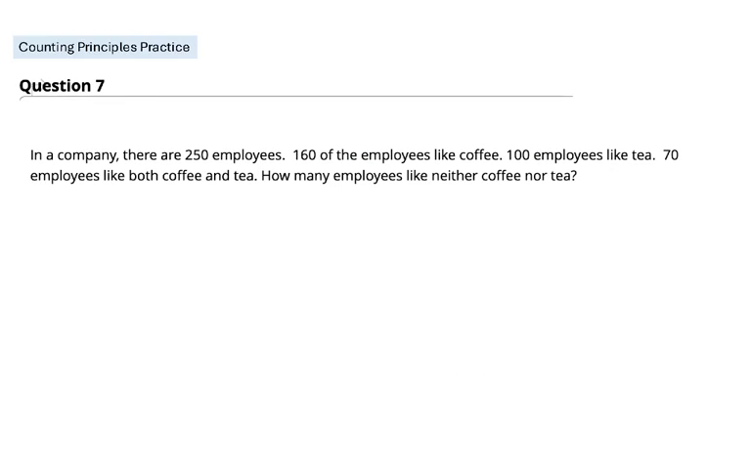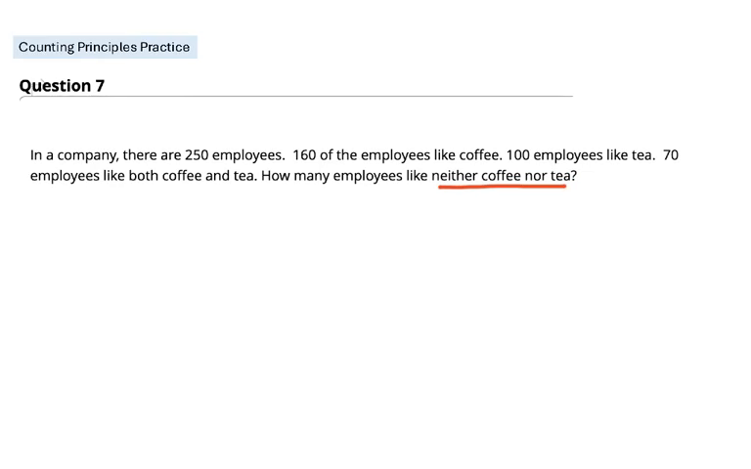Okay, this question is similar, but it's using a little more practical real-life examples. It says there's 250 employees, 160 of them like coffee, 100 like tea, and 70 employees like both coffee and tea. How many employees like neither coffee nor tea? Well, this question is going to take a few steps.